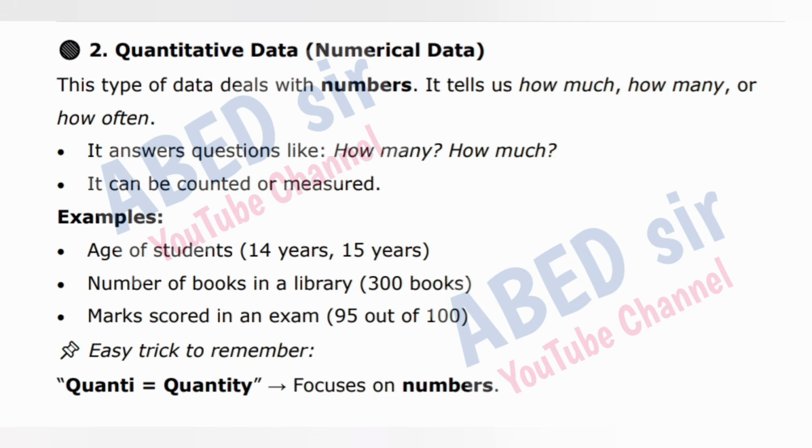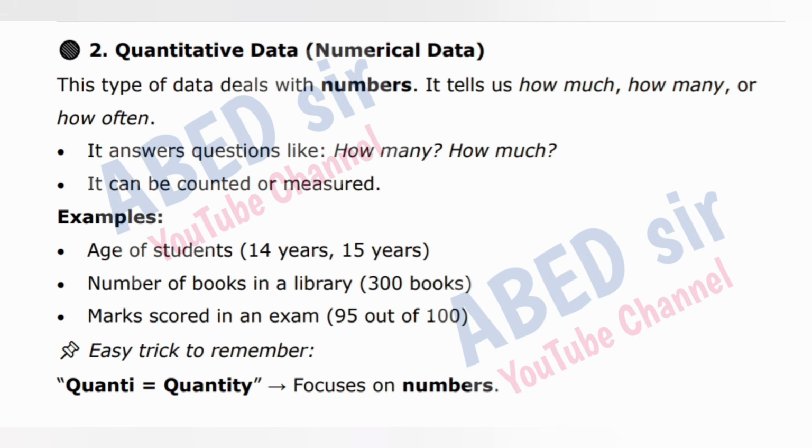2. Quantitative data, numerical data. This type of data deals with numbers. It tells us how much, how many, or how often. It answers questions like how many, how much. It can be counted or measured.